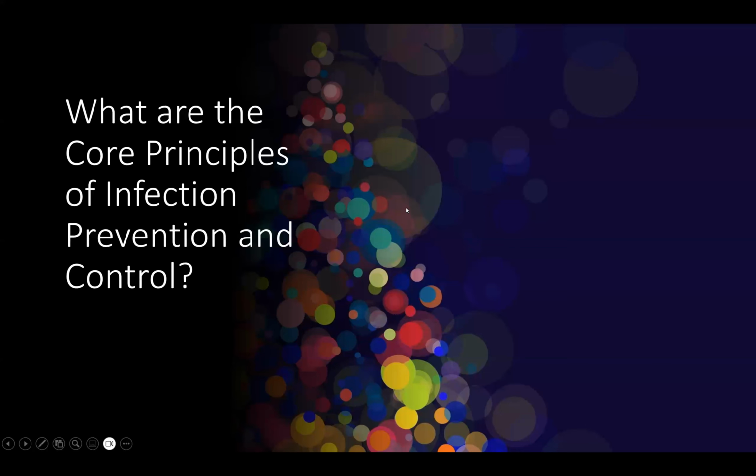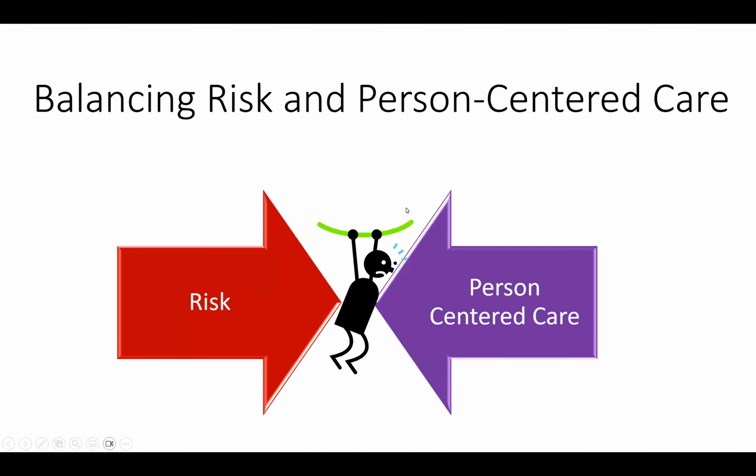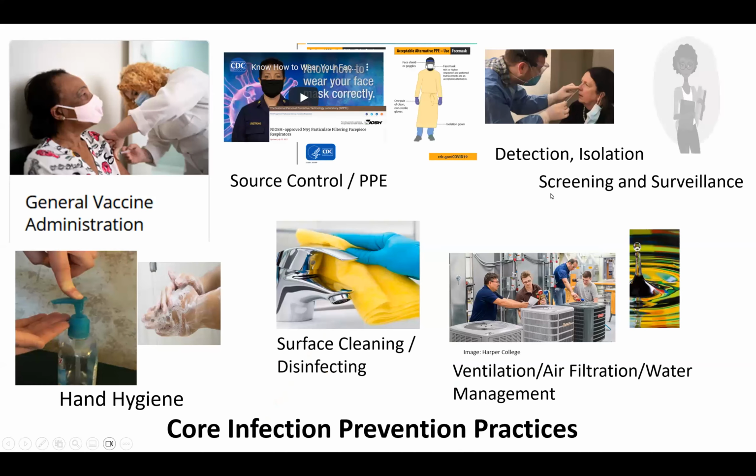So, what are the core principles of infection prevention and control? The core principles of infection prevention and control are to try to prevent hospitalizations, deaths, and illnesses in persons by balancing the risk of infection with least restrictive environment and person-centered care within long-term and congregate care settings. The basic principles and core prevention practices have not changed.